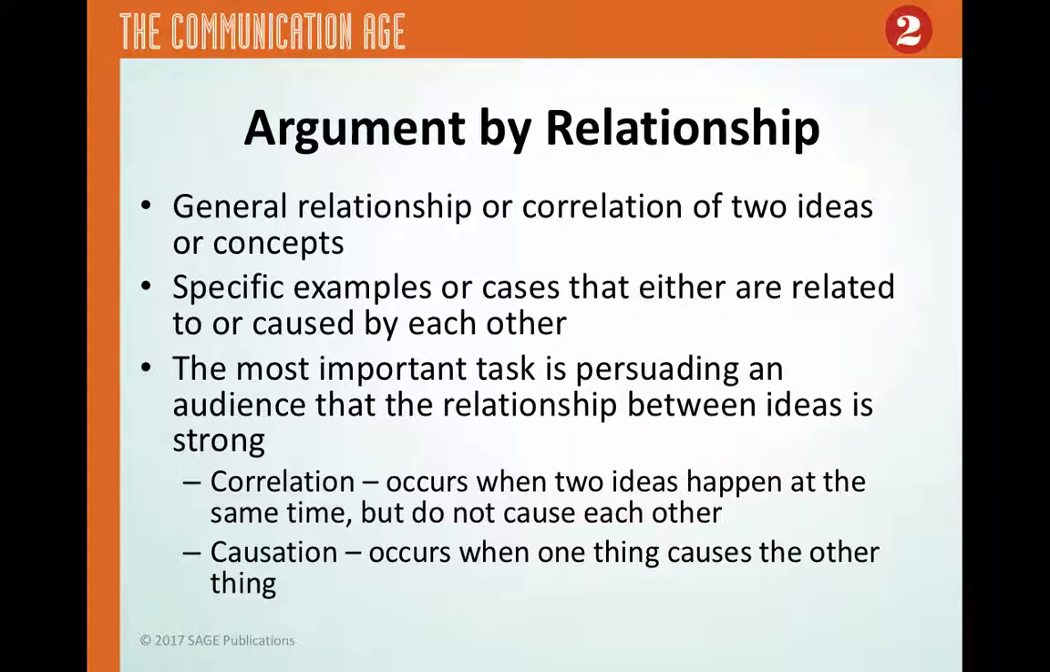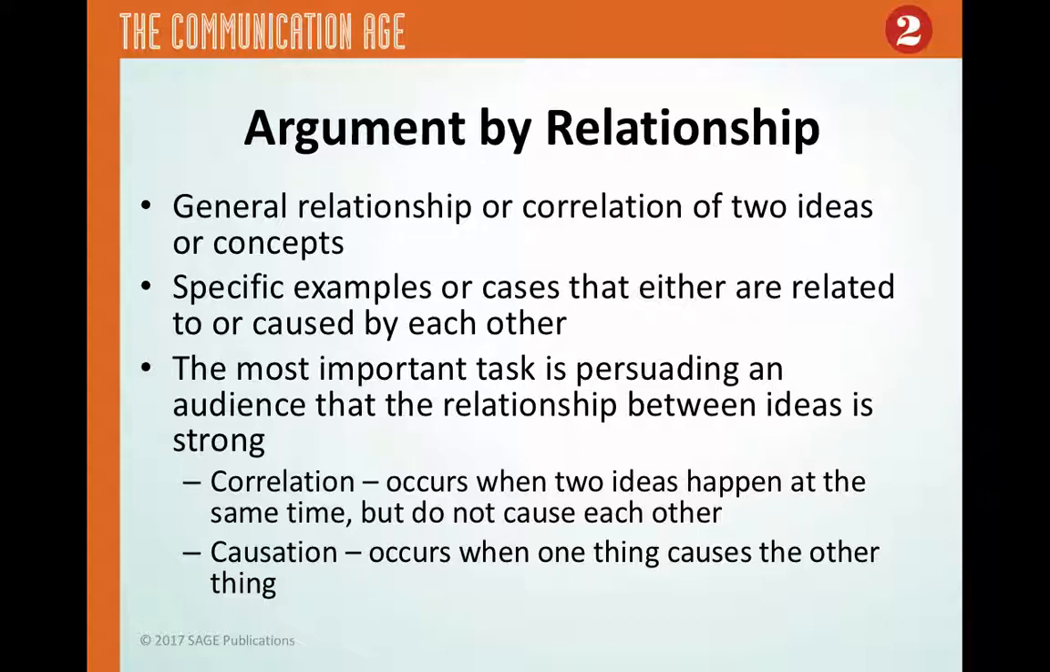There's a difference between relationship, correlation, and causation. Correlation occurs when two ideas happen at the same time but do not directly cause each other, whereas causation occurs when one thing causes the other thing to happen. So if you can ever be in a persuasive speech and argue causation, where you can say, listen, this thing that I'm trying to persuade you not to do directly causes this. If you keep doing it, it's going to directly cause this. Or if I'm trying to persuade you to do something, to start thinking about something in a new way, or to start taking a certain action, it's going to lead to these positive things. There's a cause. This is going to lead to this.